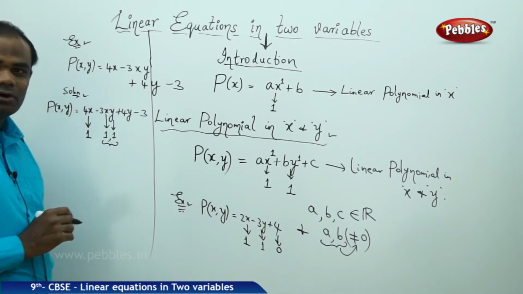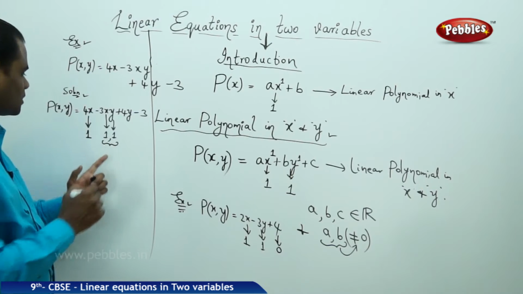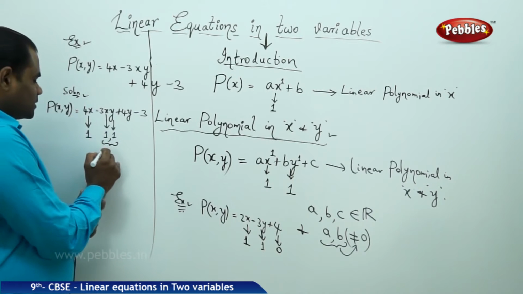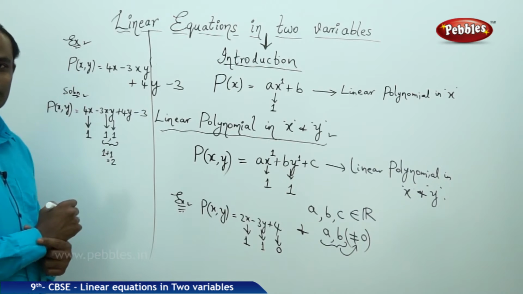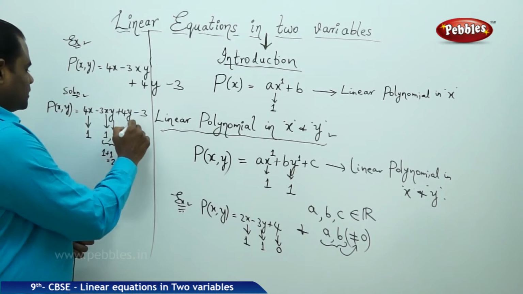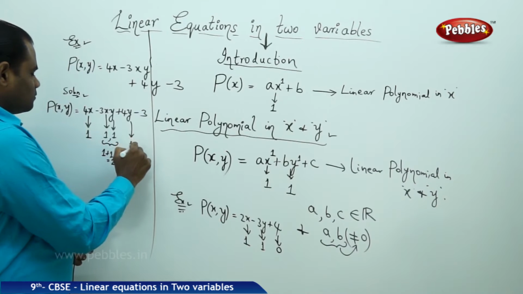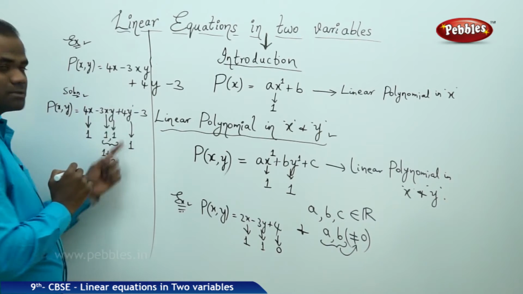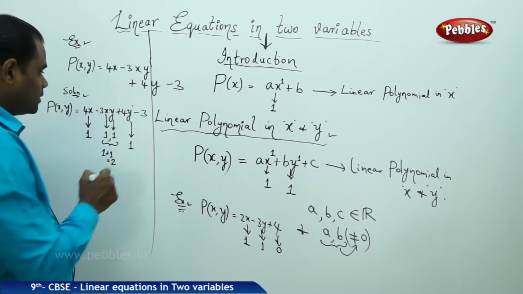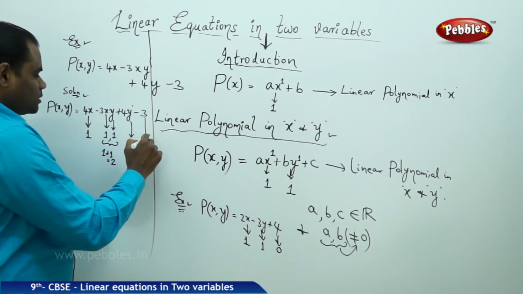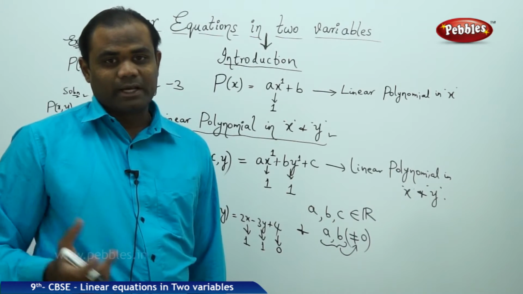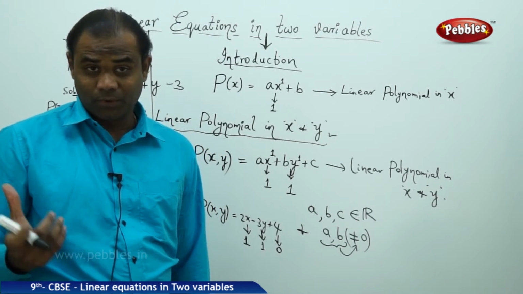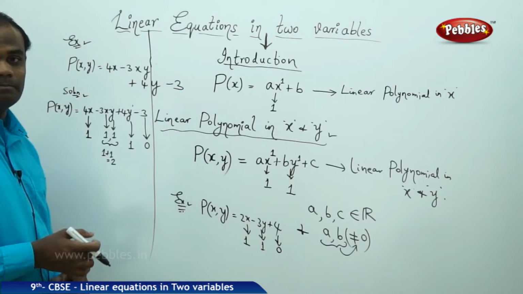Therefore, on the whole, I find the combined degree of the second term to be 1 plus 1, which is equal to 2. Next, I have my third term whose degree is 1, because its power is 1 for y, and then the constant term whose degree is 0 because there is no x or y attached. So x power 0 or y power 0 is what we assume.